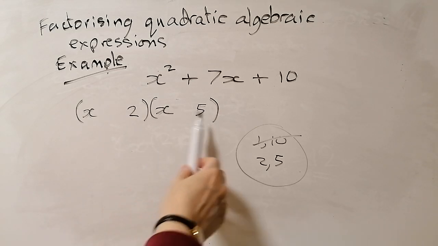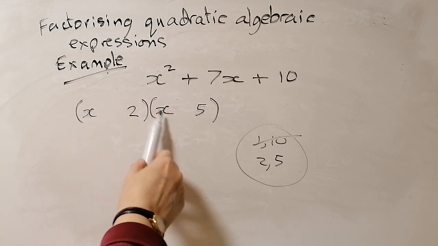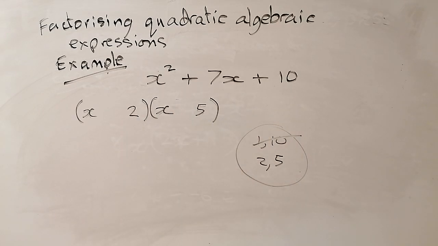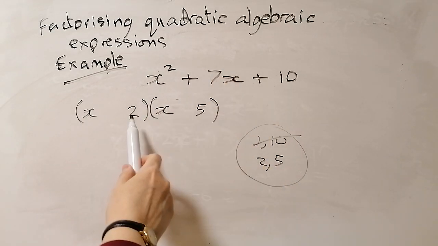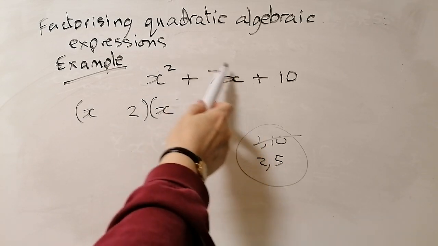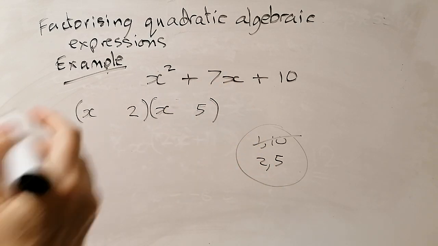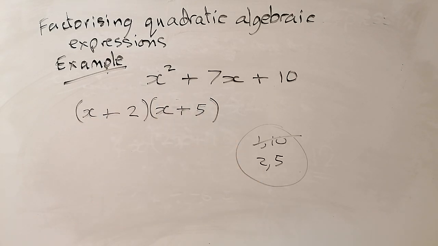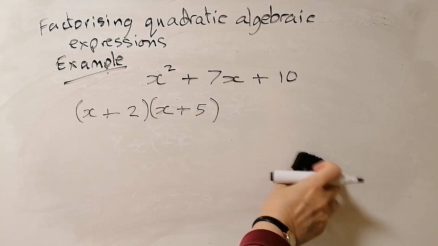And so we've got the x squared at the beginning, x times x. We've got 10 at the end, 2 times 5. And now we just want to make sure that we've got these numbers which will add up to 7x. So I'm going to fill the rest of those brackets in, and then we're going to do a little check.